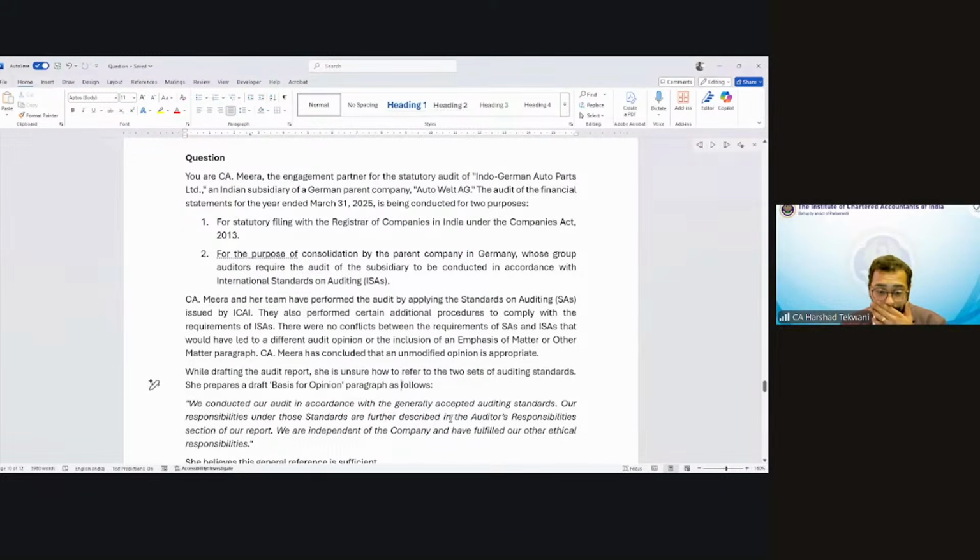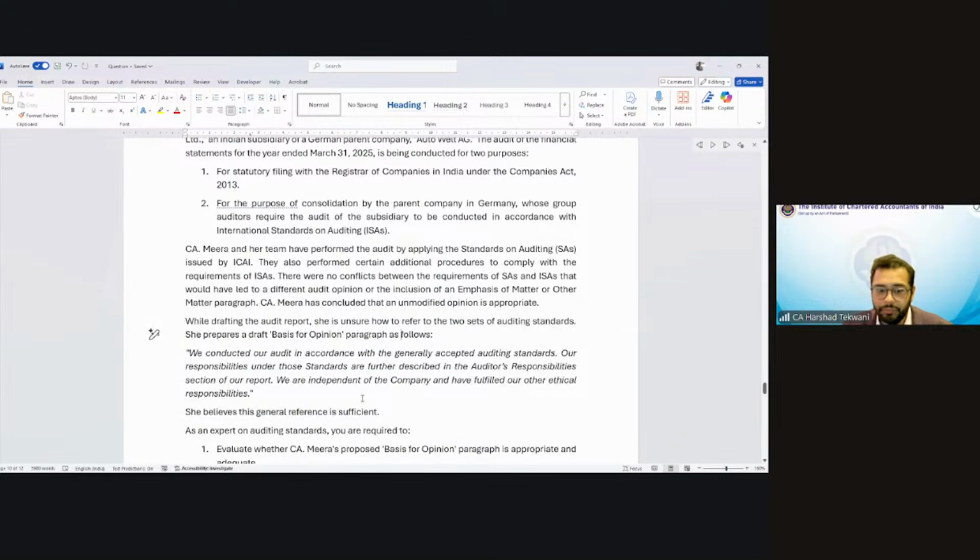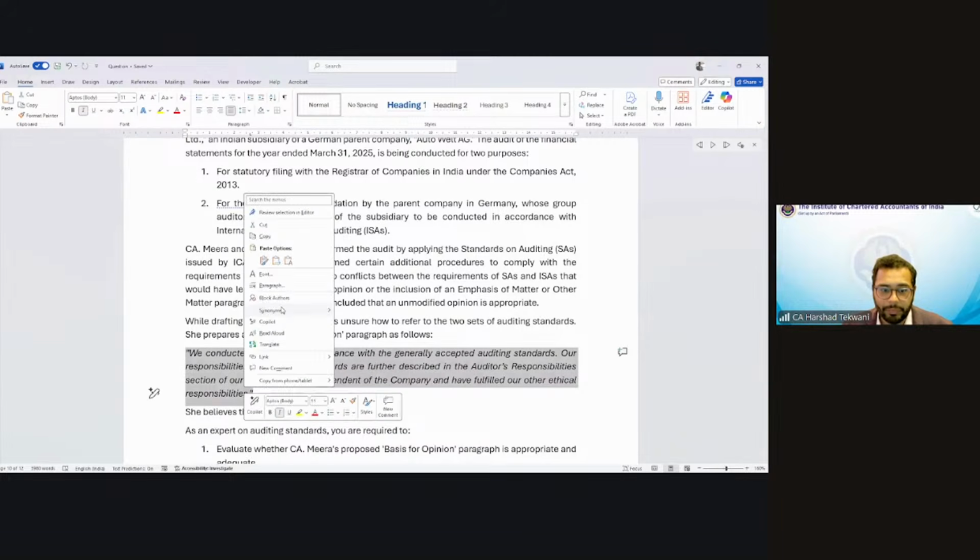So now, because two sets of standards were followed for the audit, and they don't have any conflict per se, they are drafting the audit report based on the two sets. And this is the opinion paragraph that she is preparing. So what they are saying in the opinion paragraph is this one.